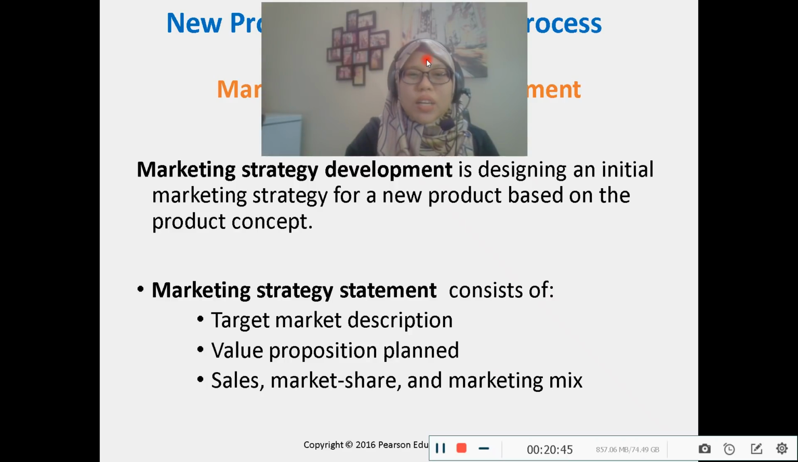And the last one is sales, market share and marketing mix. This one I will read. Sales, market share and marketing mix. So, saya tak ingat pada kelas yang keberapa saya pernah bagi tahu market share itu adalah berapa.